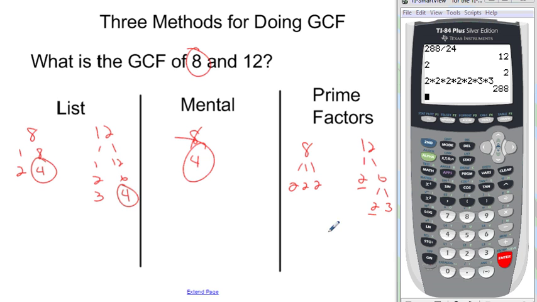And who's got the fewer amount of 2's? 12. So 2 squared. Now, here you have one 3, and here you have no 3's. So you should take the fewer amount, which is zero 3's. So I'm not going to take any 3's. So the answer is 4.